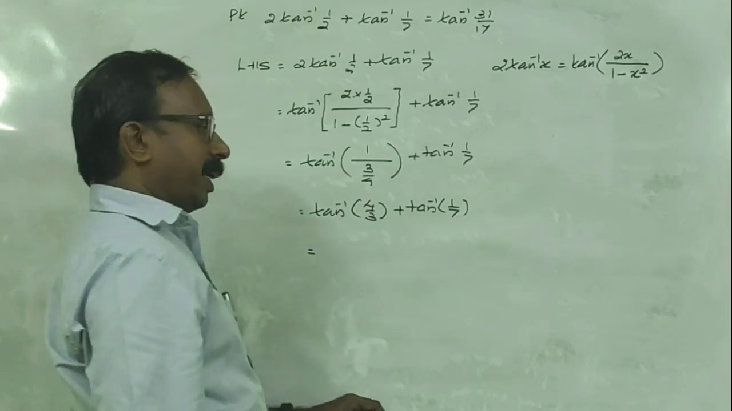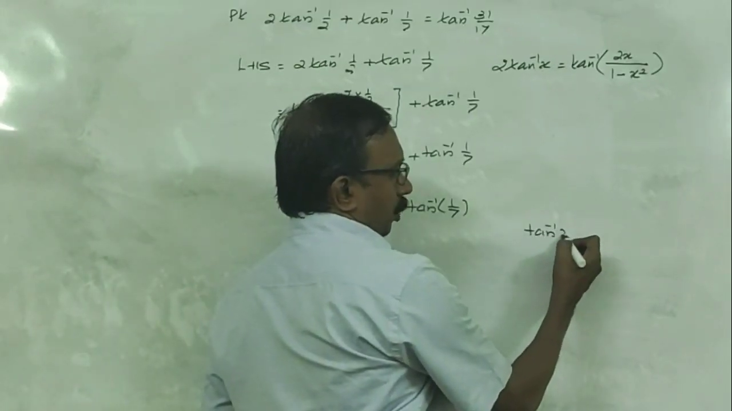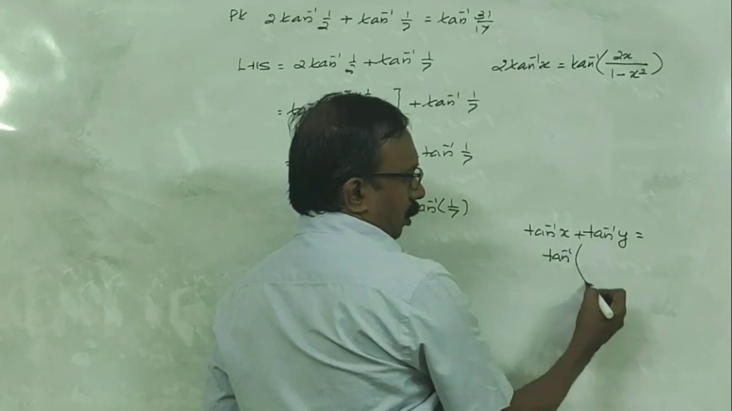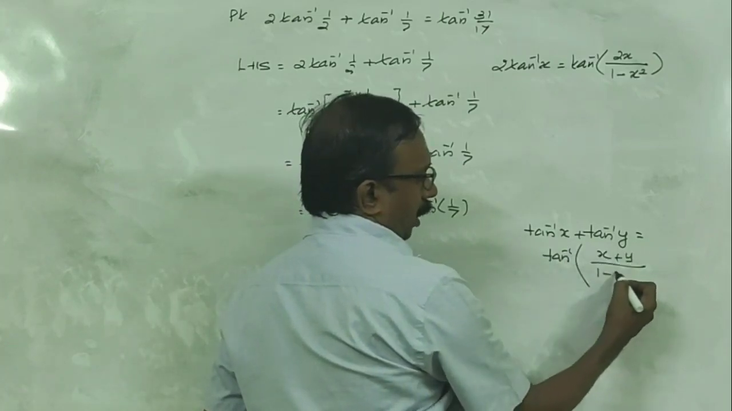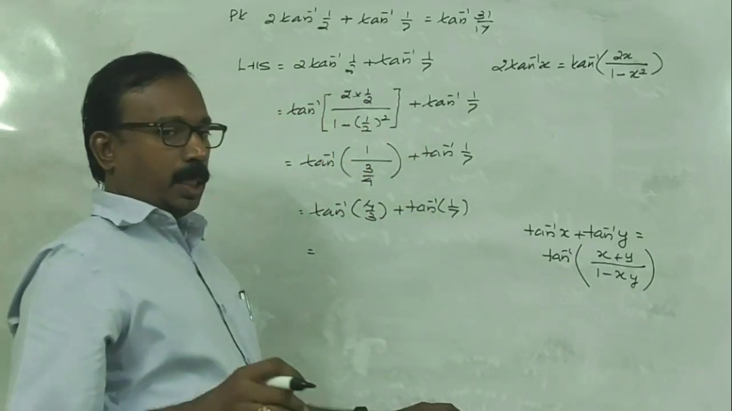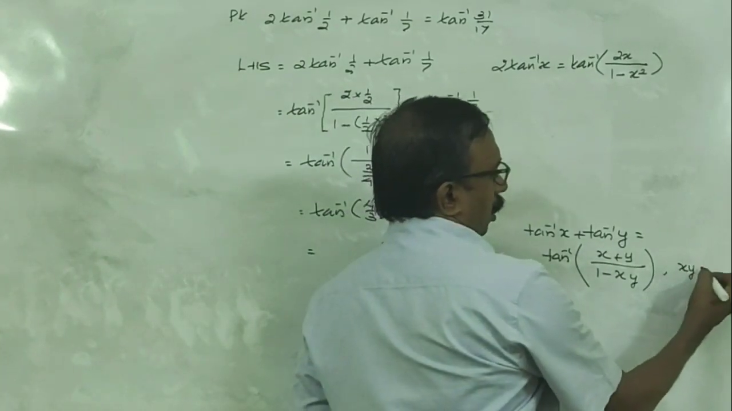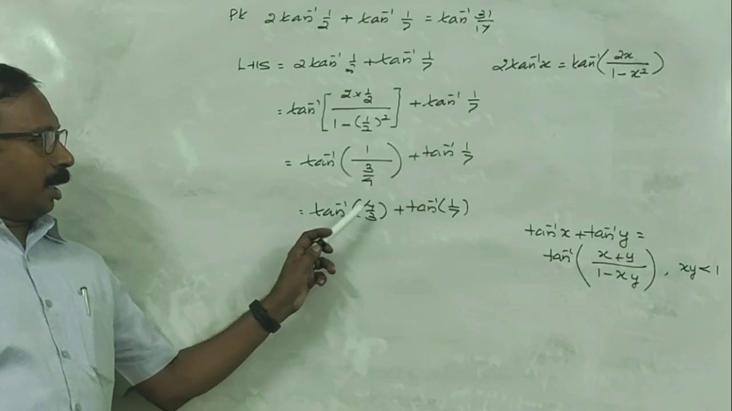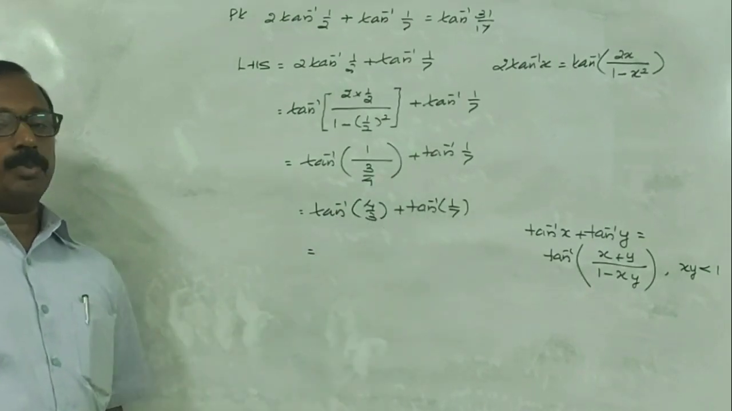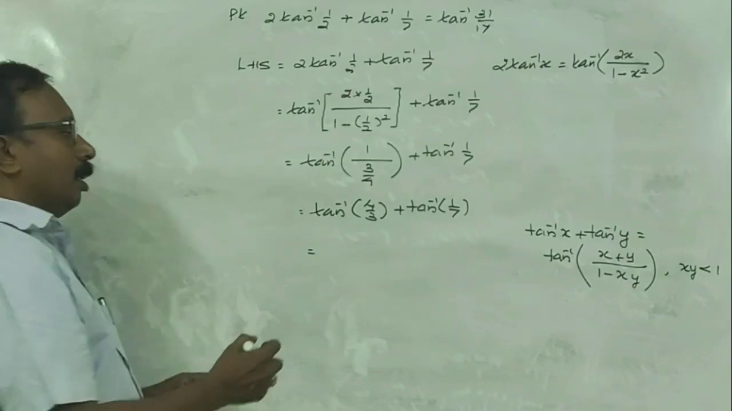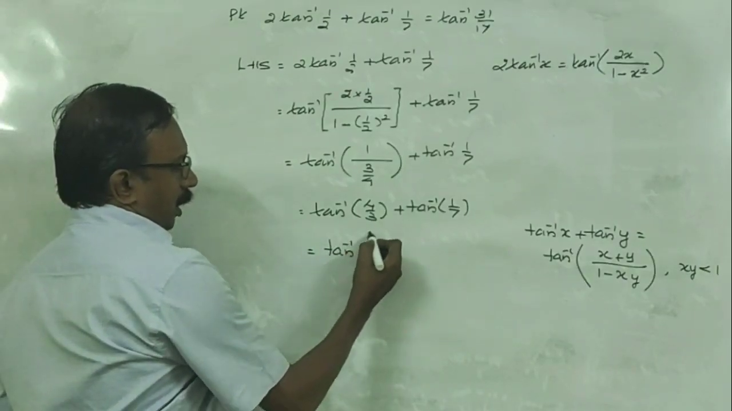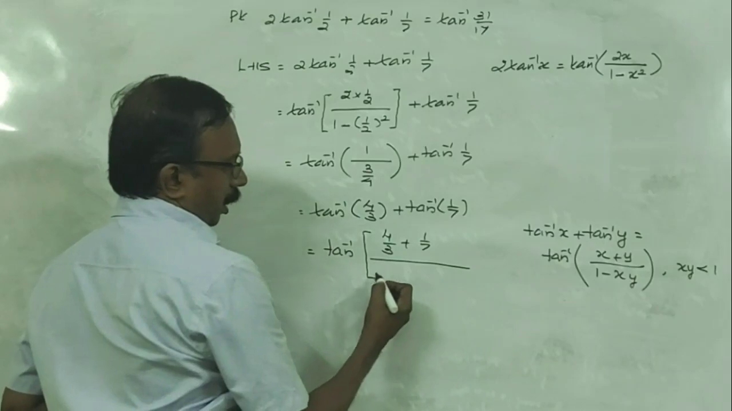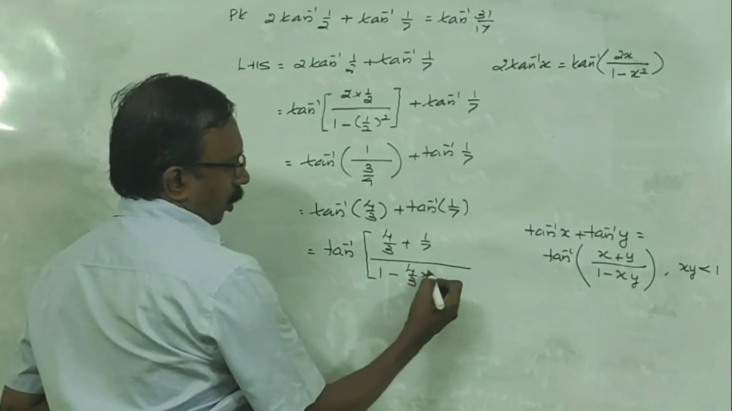Now for tan inverse x plus tan inverse y, we have another formula: tan inverse x plus tan inverse y is equal to tan inverse of x plus y by 1 minus xy, if xy is less than 1. Here x into y is 4 by 3 into 1 by 7, which is 4 by 21, which is less than 1. Therefore it becomes tan inverse of 4 by 3 plus 1 by 7 divided by 1 minus 4 by 3 into 1 by 7.